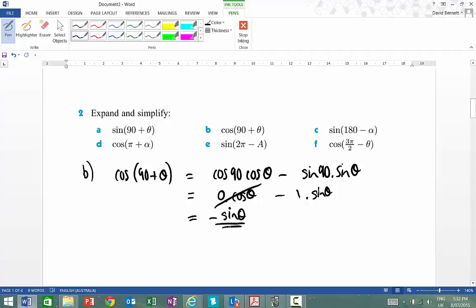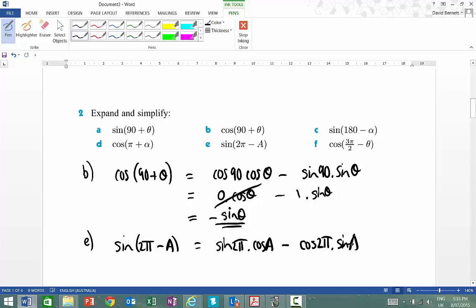So this simplifies to be minus sine of theta based on that information there. Alright, so let's do E. So sine of 2 pi take a. So that's going to be sine of 2 pi cosine of a, and it'll be take cosine of 2 pi times sine of a using the addition formula.